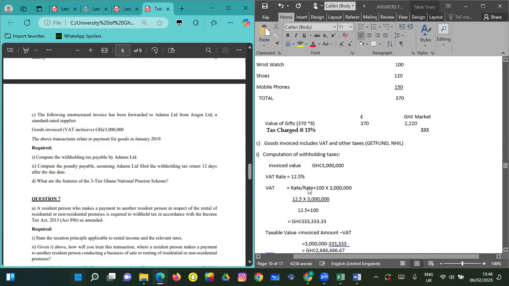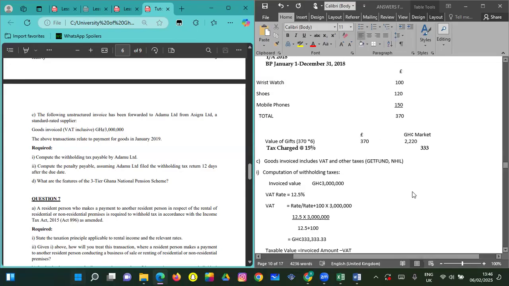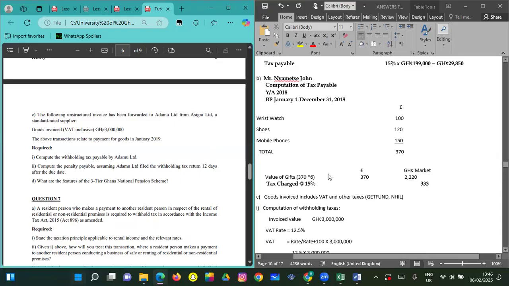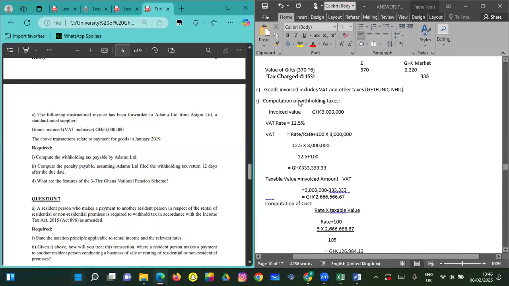So that's the same thing we are going to do. This is the invoice value. Then we take the VAT, and then NHIL and GET Fund. And then we come and apply the withholding tax on it. That's the same thing we'll do here. The VAT is 12.5%. So you can just find 12.5% of the 3 million, right? 12.5% times 3 million.